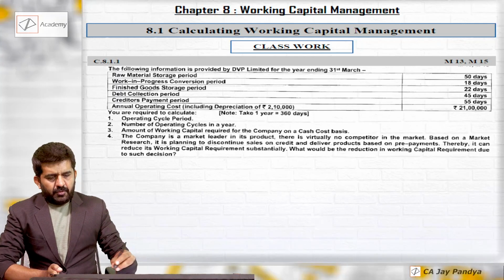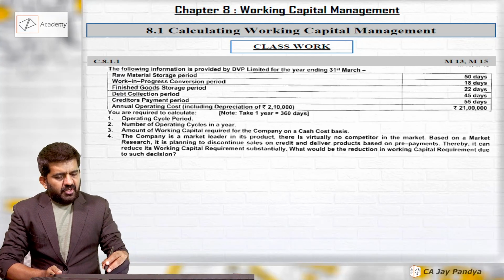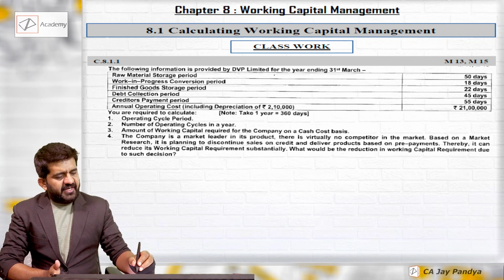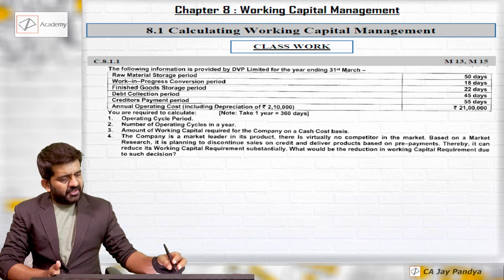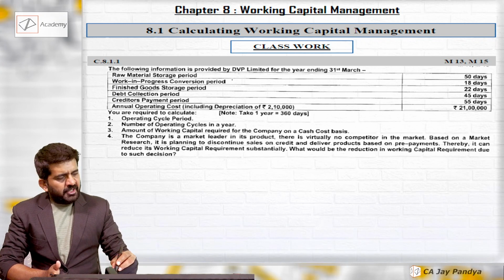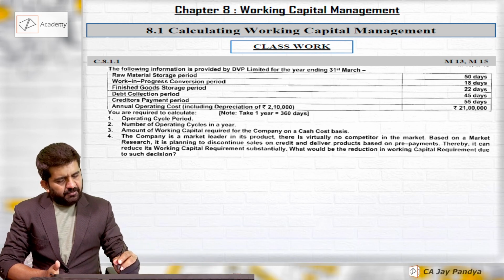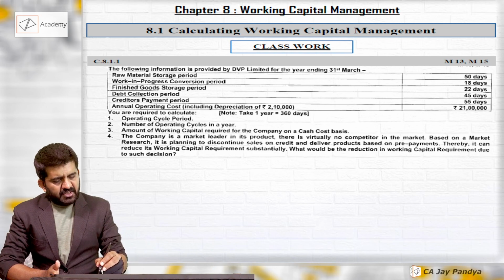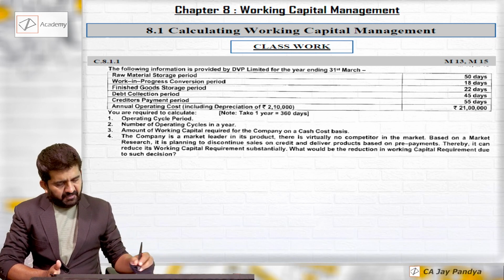See 8.1.1. The following information is provided by DVP Limited for the year ending 31st March. Raw material storage period is 50 days, WIP conversion period is 18 days, finished goods storage period is 22 days, debt collection period is 45 days, creditors payment period is 55 days.